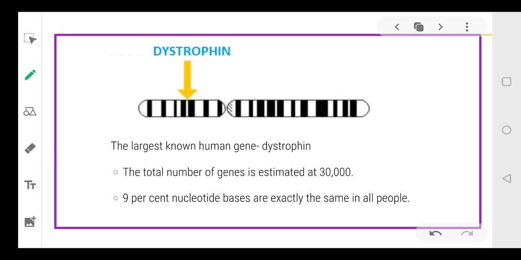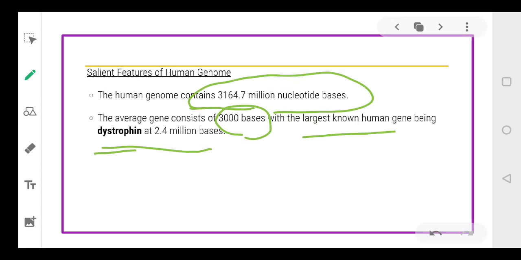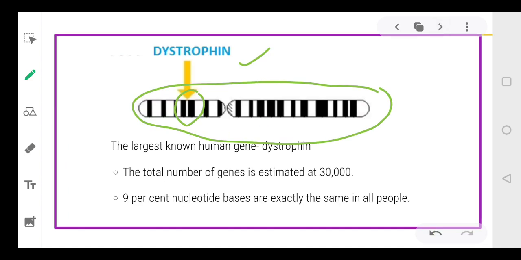We can easily see this is a gene. This is a chromosome, and this particular portion is referred to as the dystrophin gene. This dystrophin gene is the largest known human gene because it contains how many? 2.4 million bases. So the total number of genes that have been estimated is 30,000.